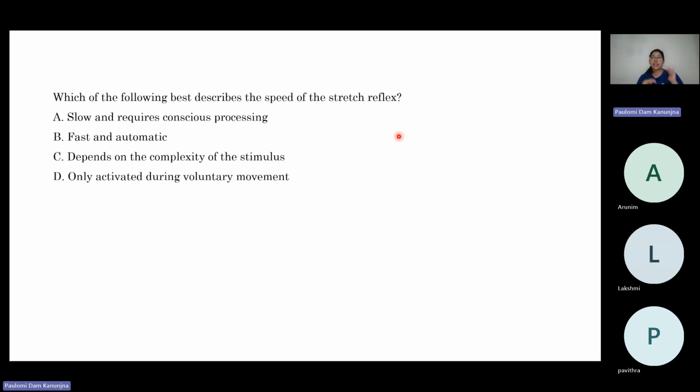Okay, let's now start, moving away from these anatomical kinds of questions. So read the question properly. We are talking about the stretch reflex and we are talking about speed. Which one would be the correct answer here?